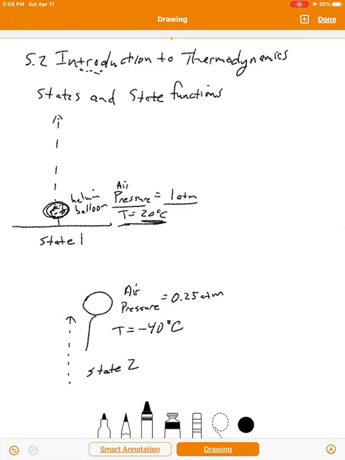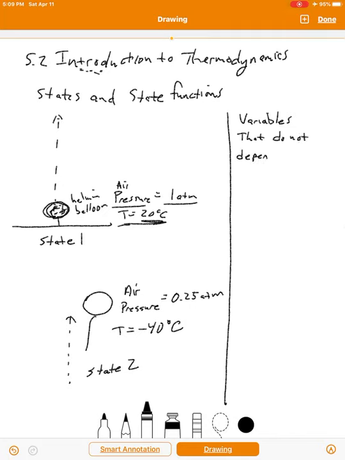Now, it turns out that there are certain conditions that are independent of the path we take to get them there. So there are certain variables, things that we can change, right? That do not depend on the path we take to get to a specific point.